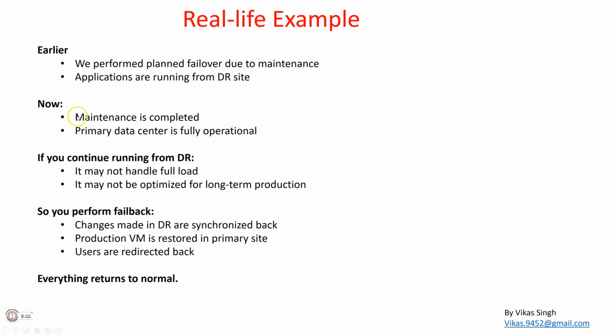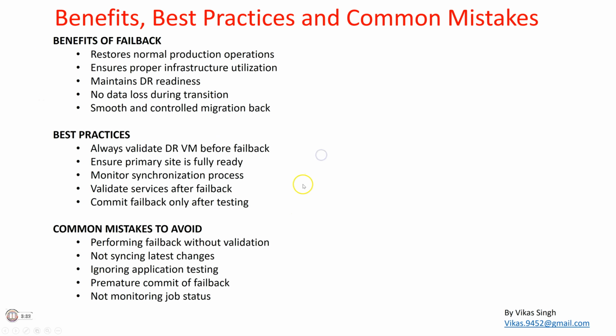Now maintenance is completed and the primary data center is fully operational. If you continue running from DR, it may not be able to handle the full workload on working days or production hours, so it may not be optimized for long-term production use. When you perform a failback, changes made in DR are synchronized back to the primary data center, production VMs are restored in the primary site, and then users are redirected back to the production site, so everything returns to normal. This is what we are going to do.